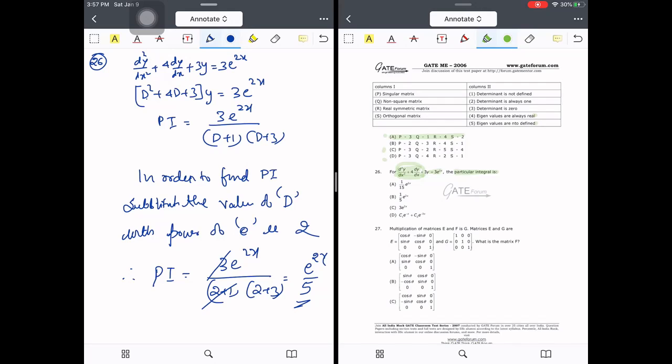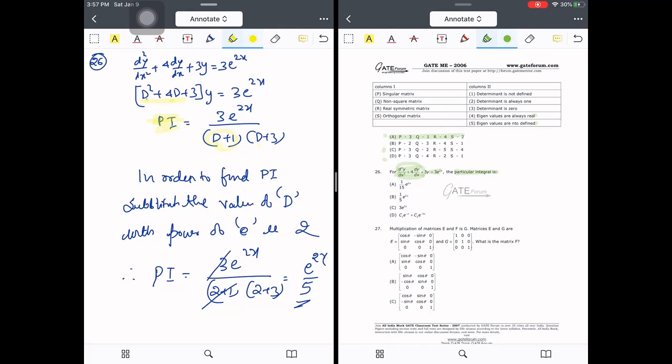So for particular integral, there is a simple formula. You just write it in this form: d square plus 4d plus 3, where d represents d by dx, of y is equal to 3 e to the power of 2x. There are many methods, and one method is this one. The particular integral will be 3 e to the power of 2x divided by d plus 1 into d plus 3.